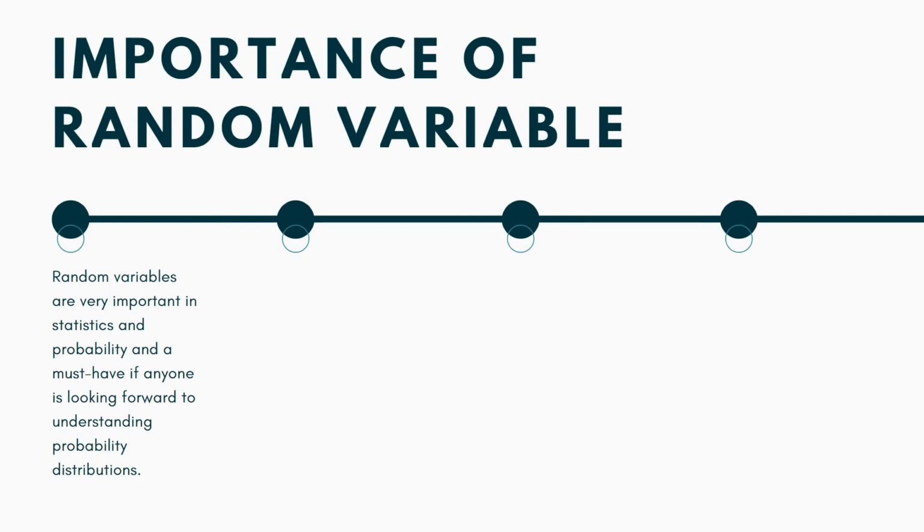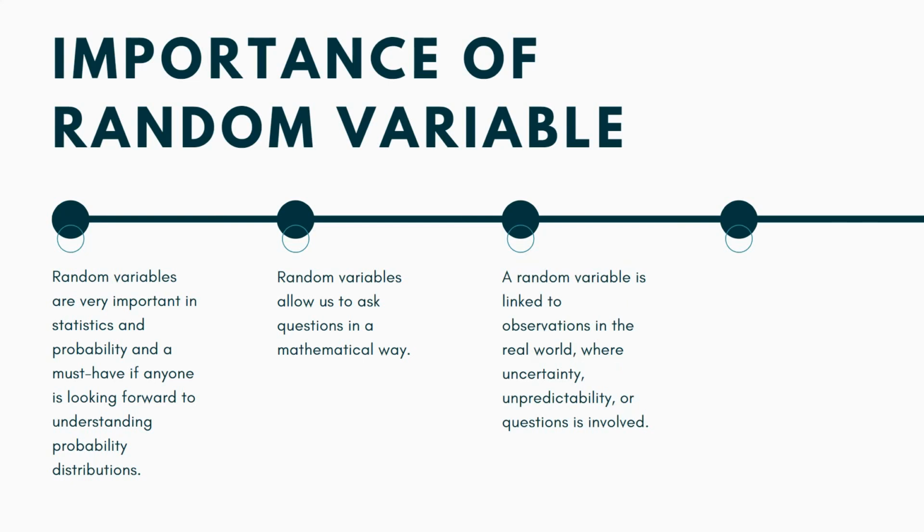Random variables are very important in statistics and probability, and a must-have if anyone is looking forward to understanding probability distributions. Random variables are not only important in statistics and probability, but also in the real world and in our daily life, because random variables allow us to ask questions in a mathematical way. A random variable is linked to the observations in the real world, where uncertainty, unpredictability, or questions are involved.